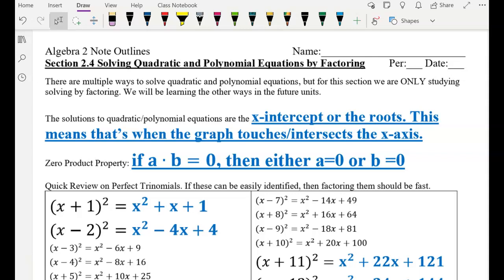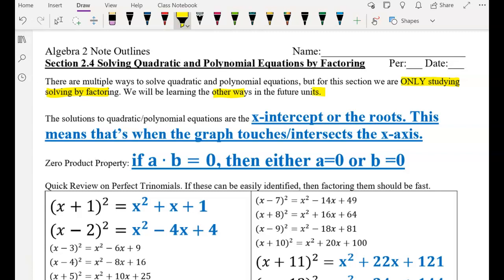Now, there are definitely more than one ways to solve, okay? As you can see here. But for this particular unit, we're only going to study solving by factoring. We will learn the other ways in future units.